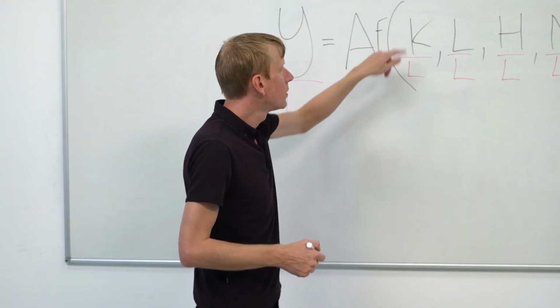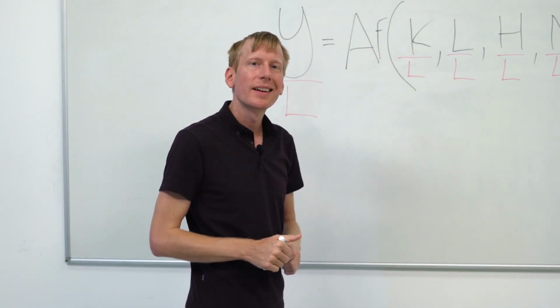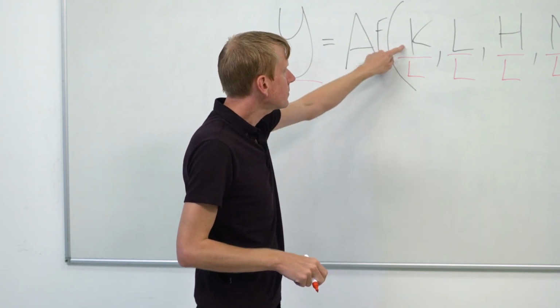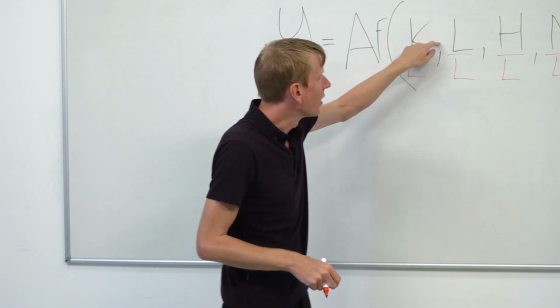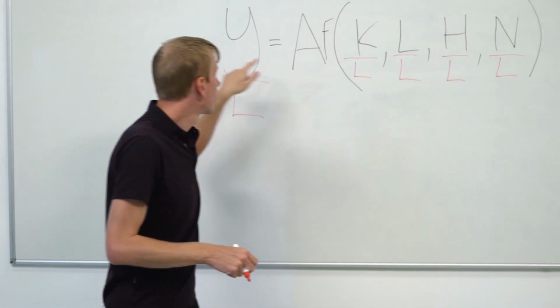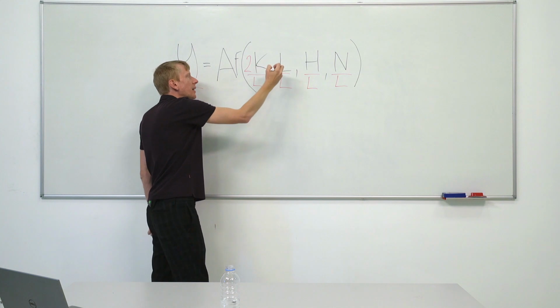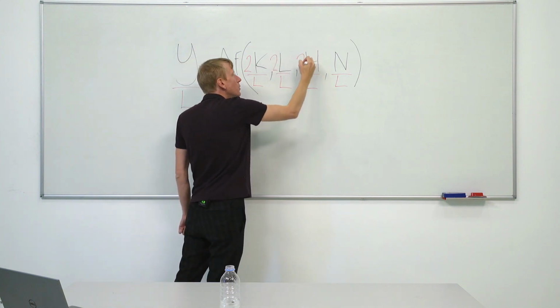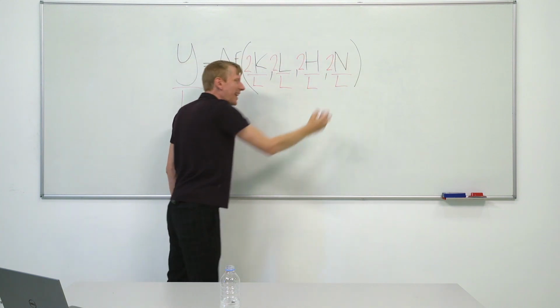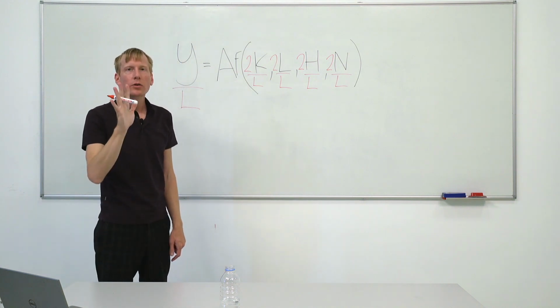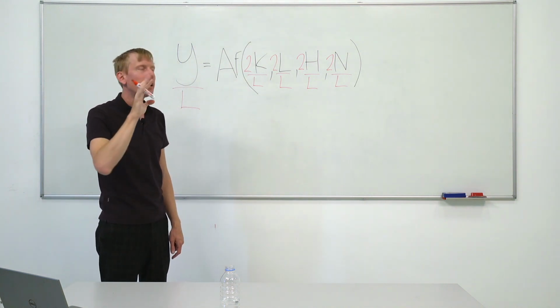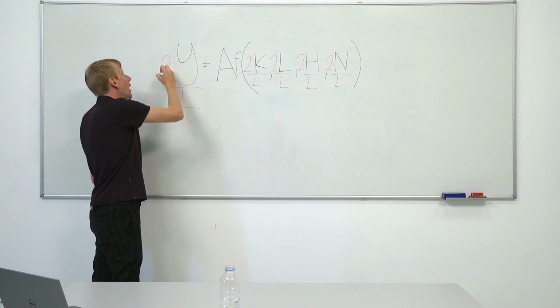So here, if we go in a function with constant returns to scale from K and L and H and N producing Y, if we then go to 2K and 2L and 2H and 2N, we should, with constant returns to scale, be able to produce 2Y.